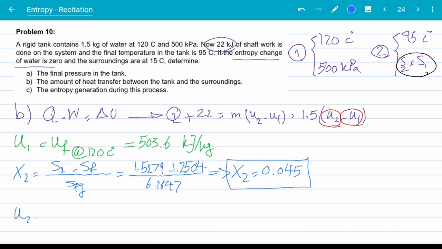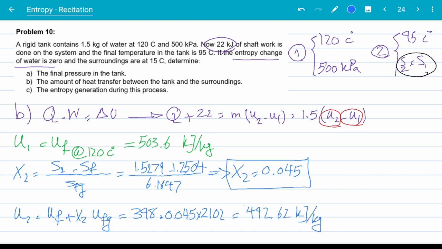Now I can use quality to calculate the internal energy at the second state. So U2 is U of F plus X2 times U of FG. Again, the numbers for U of F and U of FG are from 95 degrees Celsius from the tables. So plug in numbers: 398 plus 0.045 times 2102, and you get that U2 is 492.62 kilojoules per kilogram.